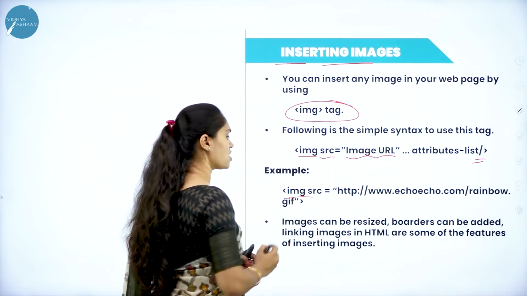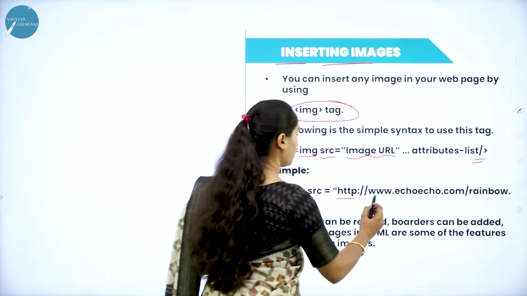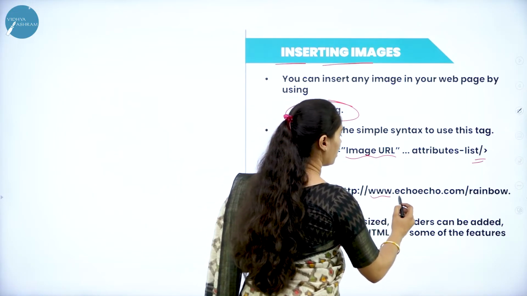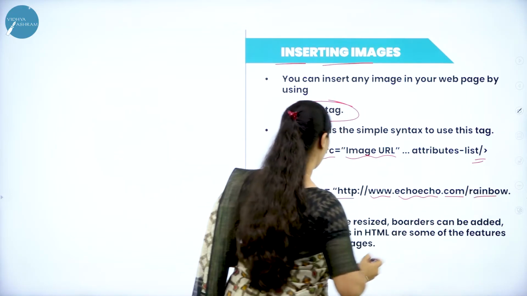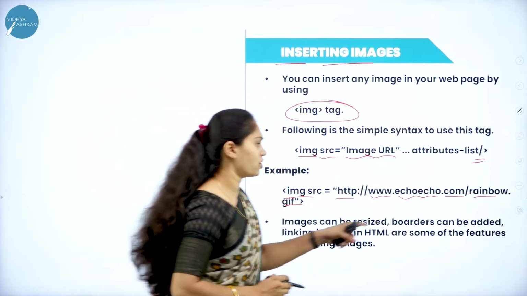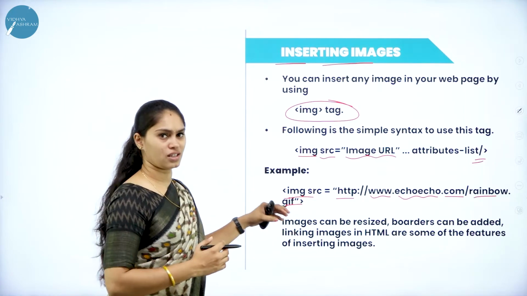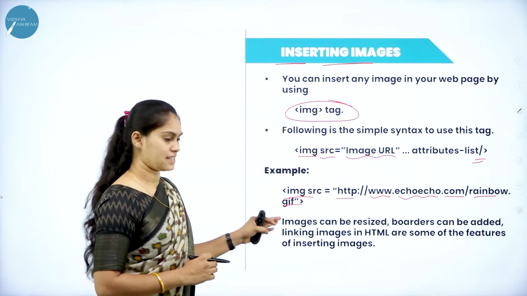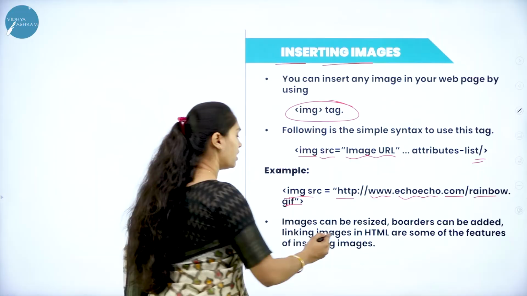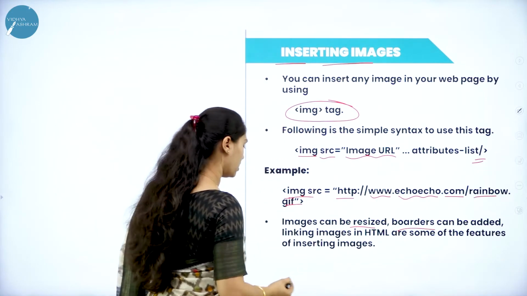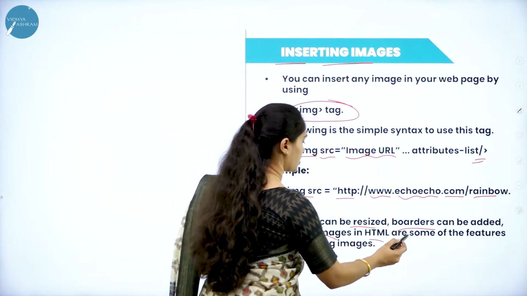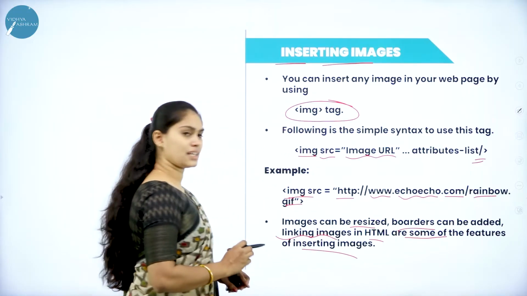So image source is equal to http://www.echoecho.com rainbow.gif. So rainbow is the name of an image. After that we have GIF, so that is what GIF image will be inserted. The image can be resized, and I can also give the borders and link an image in HTML. So these are some of the features of inserting an image.